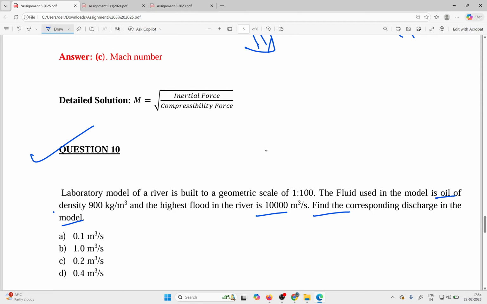So you have a river and you need to find out the discharge in your model if your geometric scale is 1 is to 100. Remember, please, if 100 meter in the river, you are assuming 1 meter in your flume or laboratory.